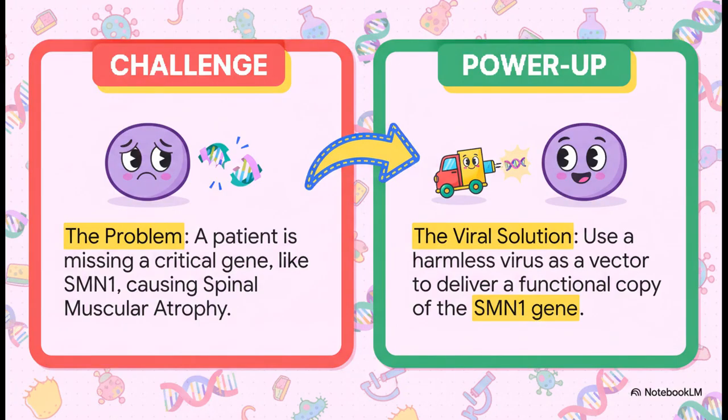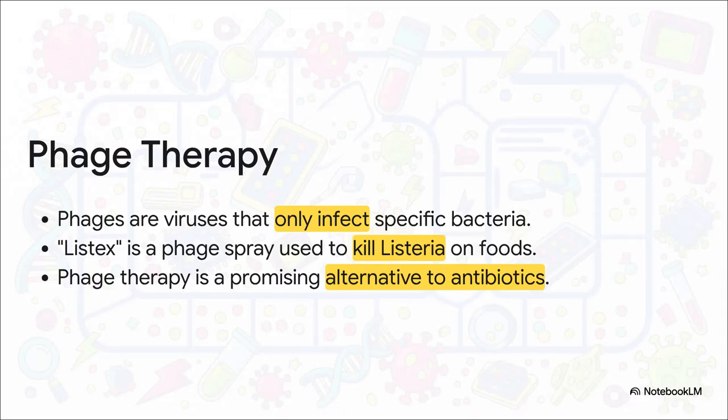It's brilliant. We take a virus that's really good at getting into cells, we gut it, we take out all the parts that make you sick, and we replace them with a working copy of a human gene. For something like spinal muscular atrophy, we can pack the SMN1 gene in there and use the virus like a delivery truck to get that life-saving gene to the right cells. And it doesn't stop there.